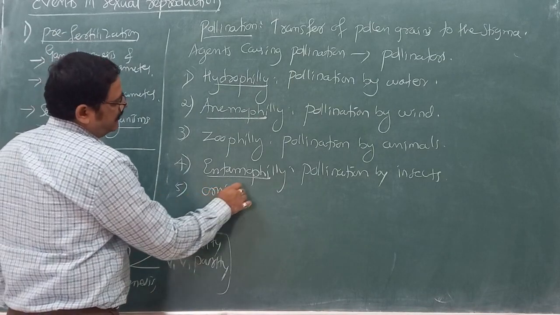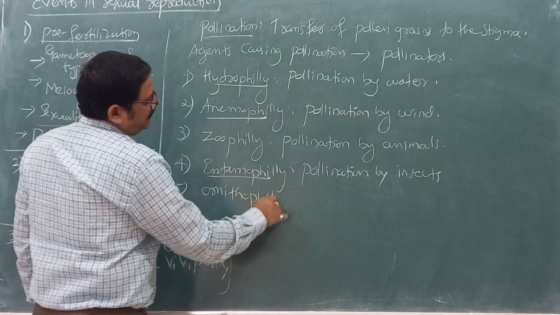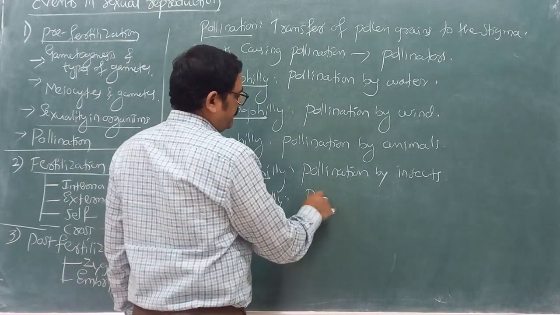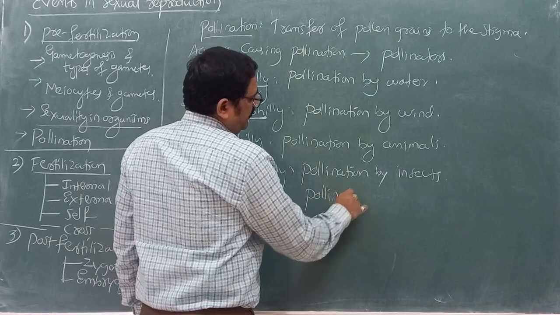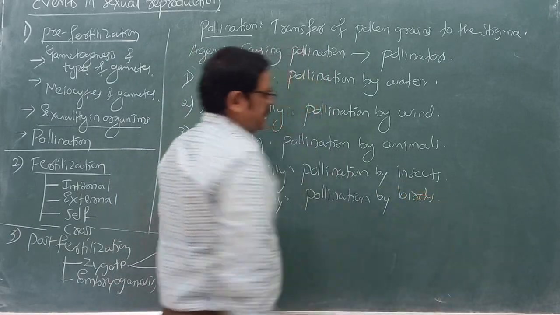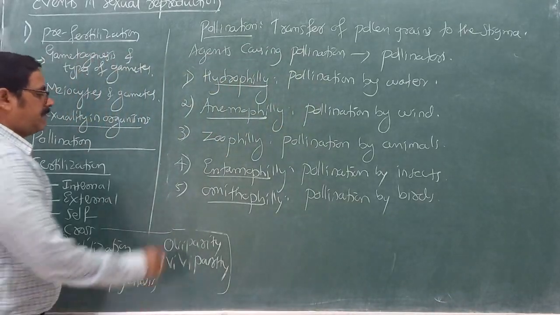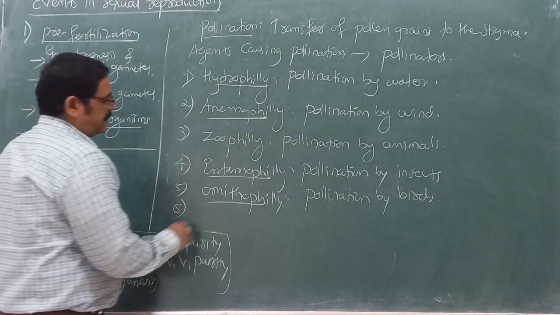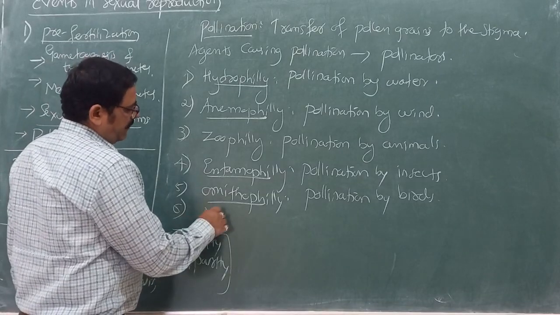Number 5, ornithophily. Can you tell me what it is? Pollination by birds. Ornithophily. Then number 6, there is one more term called malacophily.